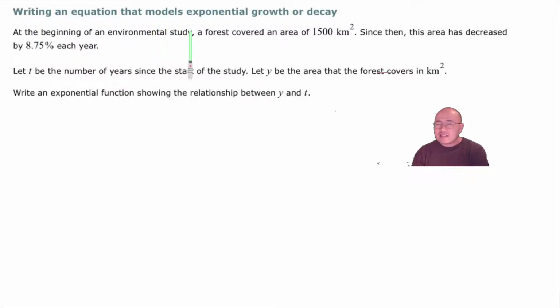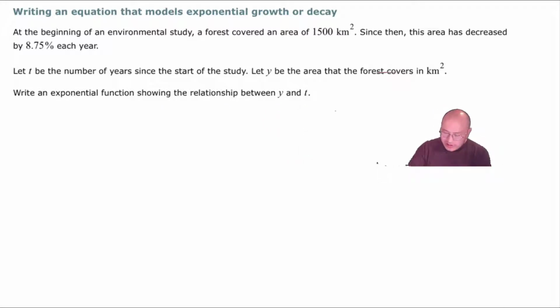Equation that models exponential growth or exponential decay. At the beginning of the environmental study, a forest covered an area of 1,500 square kilometers. Since then, this area has decreased by 8.75% per year. Let T be the number of years since the start of the study. Let Y be the area that the forest covers in square kilometers. Write an exponential function showing the relationship between Y and T.